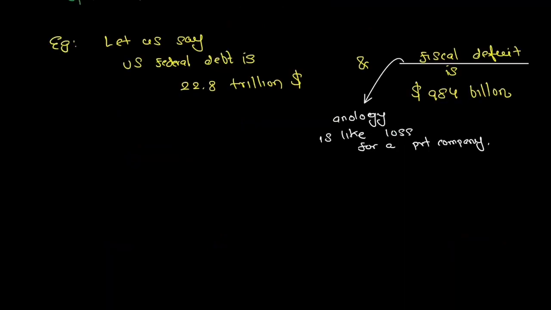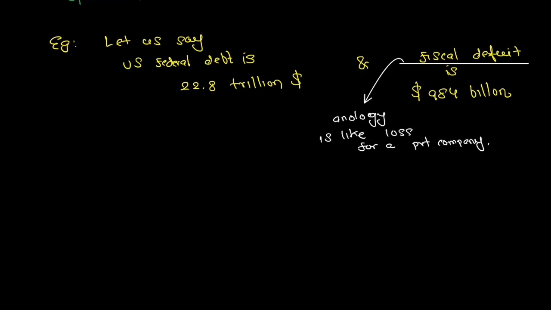So I'll just use an example that will make the concept a bit clearer. So let us say that the US federal debt at this point of time is $22.8 trillion. Obviously, this is not the exact figure. I just picked this up randomly. Okay. So the fiscal deficit is $984 billion.